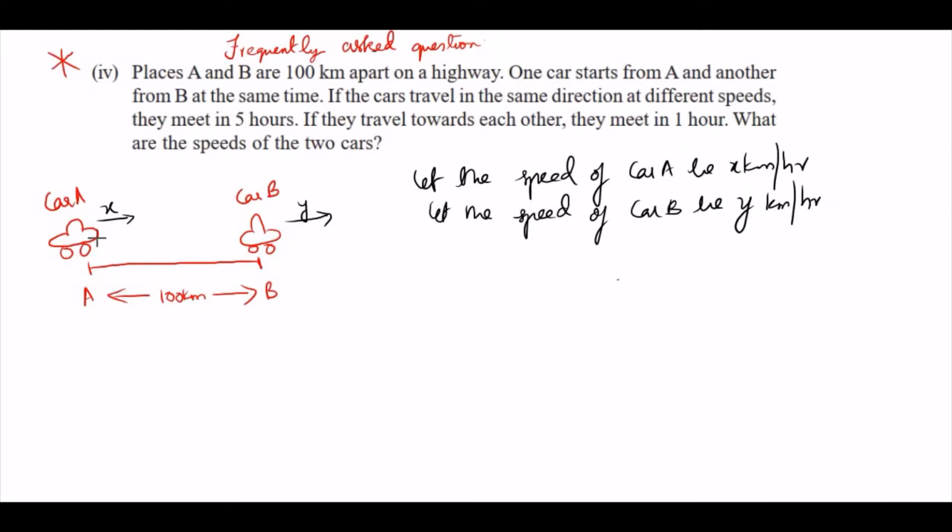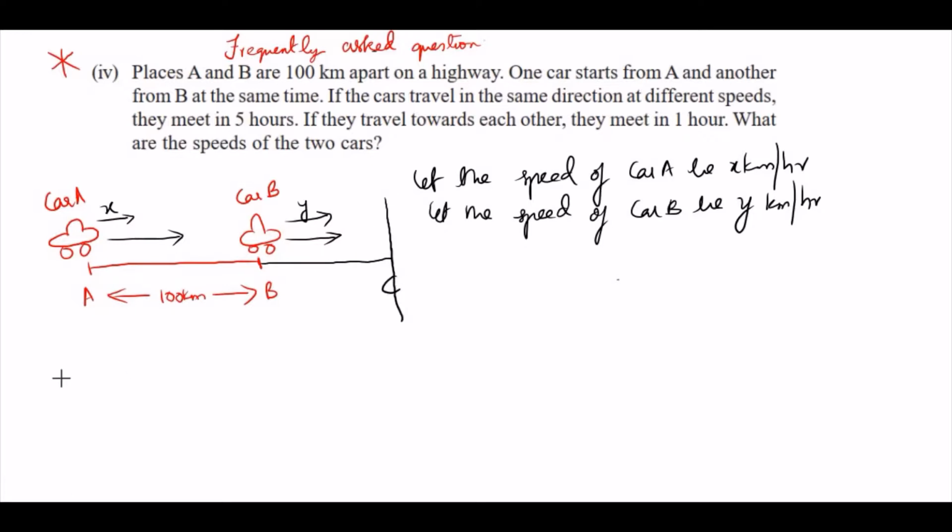So the two cars are at different speeds, but they are starting at the same time. They will meet in 5 hours. So when they are going in the same direction with different speeds, they will meet in 5 hours. That is what is given. Suppose they are meeting at a place C.